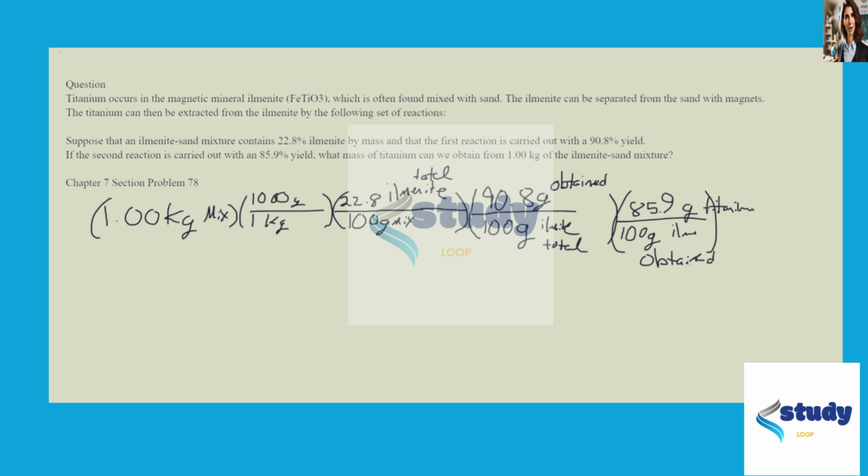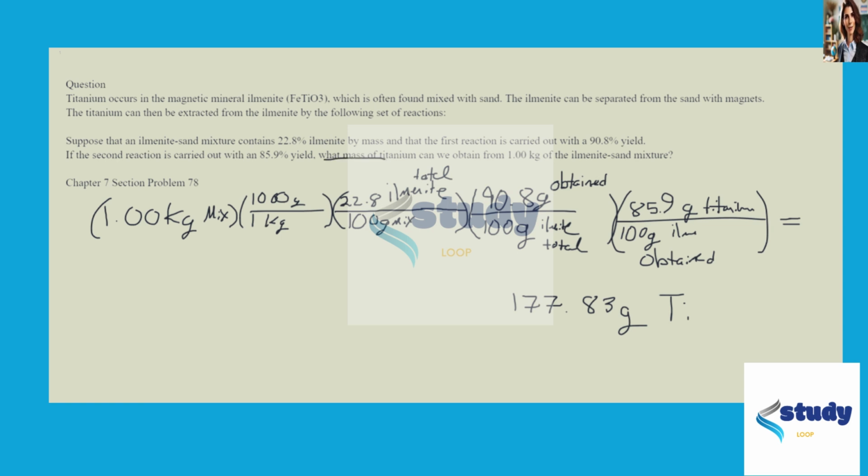So this kind of stepwise consideration of percent yields or product loss is very important in processes and understanding your efficiency, because every step your efficiency continues to get reduced and reduced. Okay, if you plug this into your calculator, you should get 177.83 grams of titanium. So let's see if that's what it was asking for.